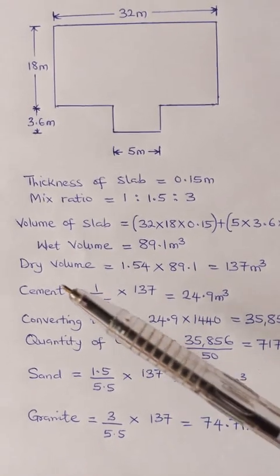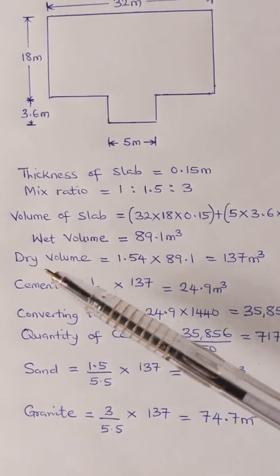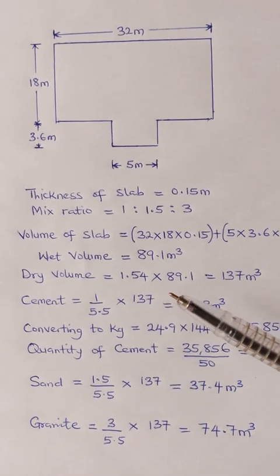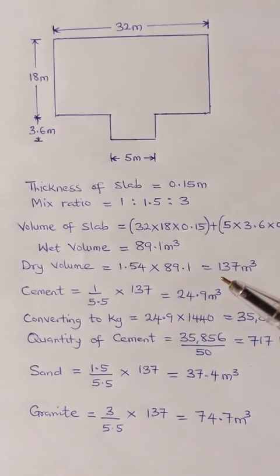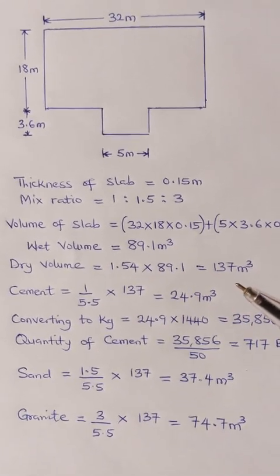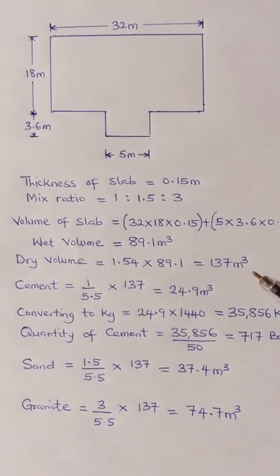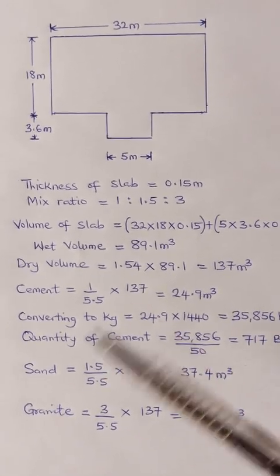So now we calculate for dry volume. Dry volume is 1.54 times 89.1. That will give us 137 cubic meter.